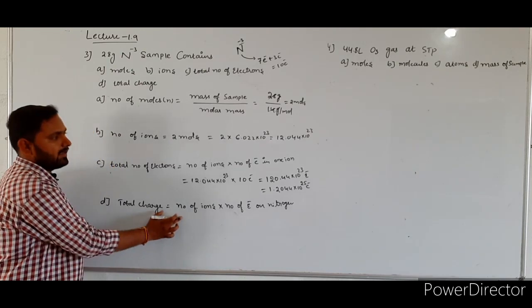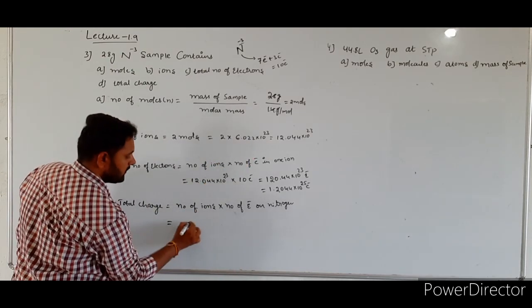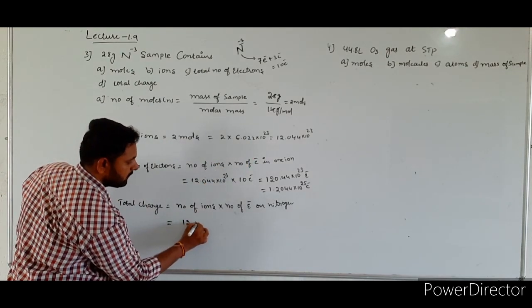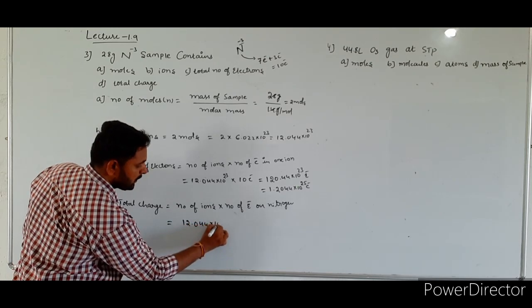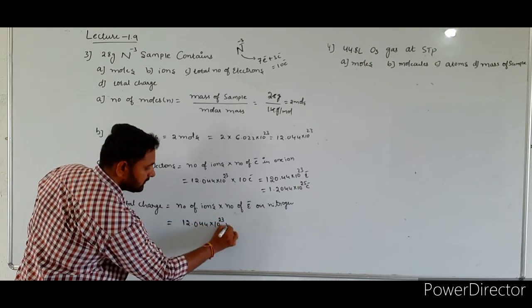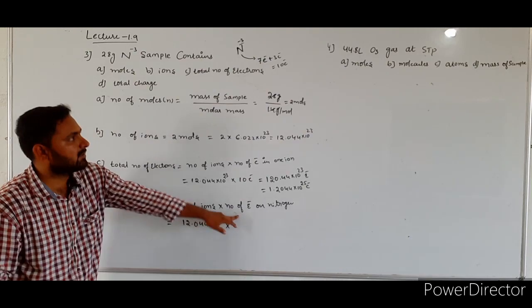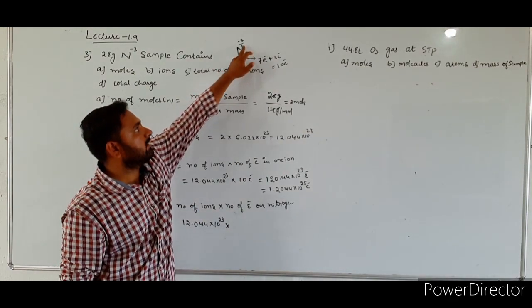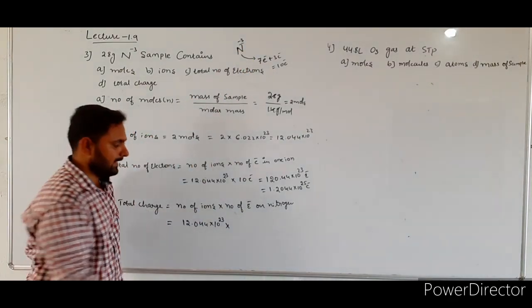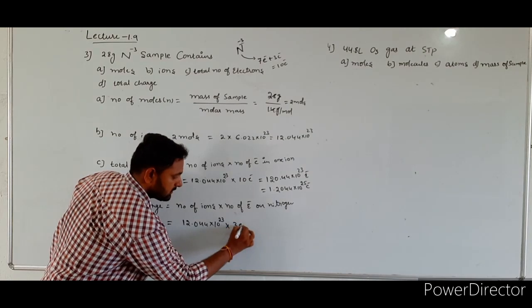See, how many ions are present? There are 12.044 into 10 power 23 ions. Then, how many electrons are present on nitrogen? There are 3 electrons, right?